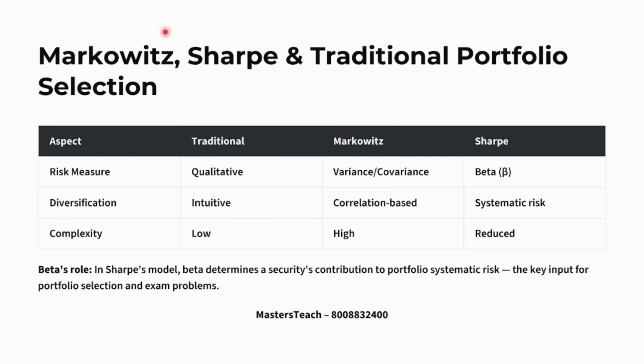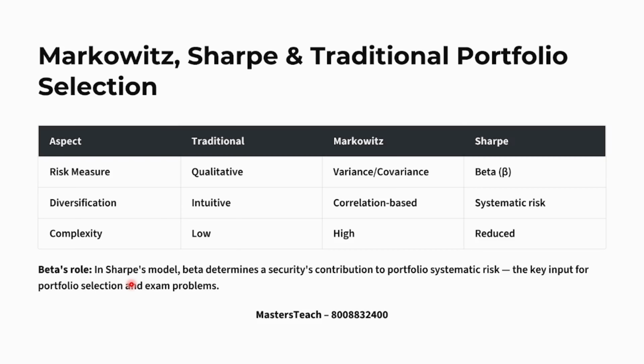Okay, so Markowitz, Sharpe and traditional portfolio selection. Aspect, risk measure: traditional is qualitative, whereas Markowitz is variance and covariance, Sharpe is beta. Diversification: traditional is intuitive, whereas Markowitz is correlation based and Sharpe is systematic risk. Complexity: traditional is low, whereas Markowitz is high and Sharpe is reduced. So this is the thing.